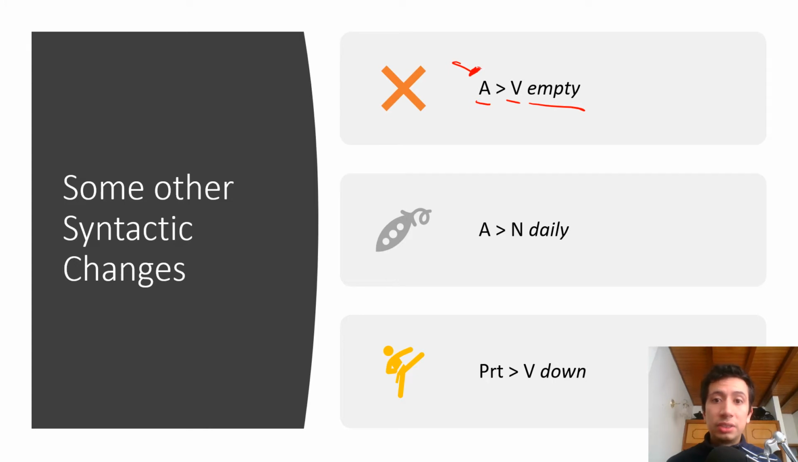So that's the adjective to verb change. We also have adjective to noun, daily, and finally this one is called particle to a verb. So particle is just how we call the bigger group of prepositions, pronouns, and adjectives. And we have here the word down. I can also use down as a verb.